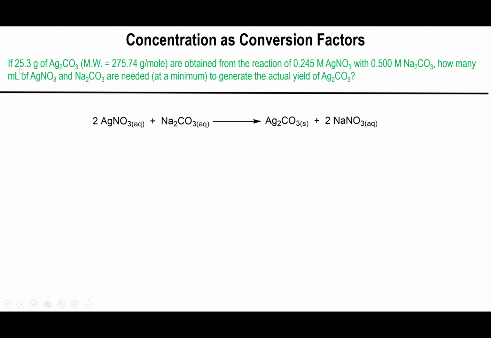So here we go. We have 25.3 grams of silver carbonate. I'm giving you the molecular weight of silver carbonate right next to it. We actually obtain that much silver carbonate upon reaction of 0.245 molarity concentration of silver nitrate with 0.5 molar sodium carbonate. What I want to find out is what the volume in mLs of both silver nitrate and sodium carbonate needs to be to generate the actual yield of silver carbonate.